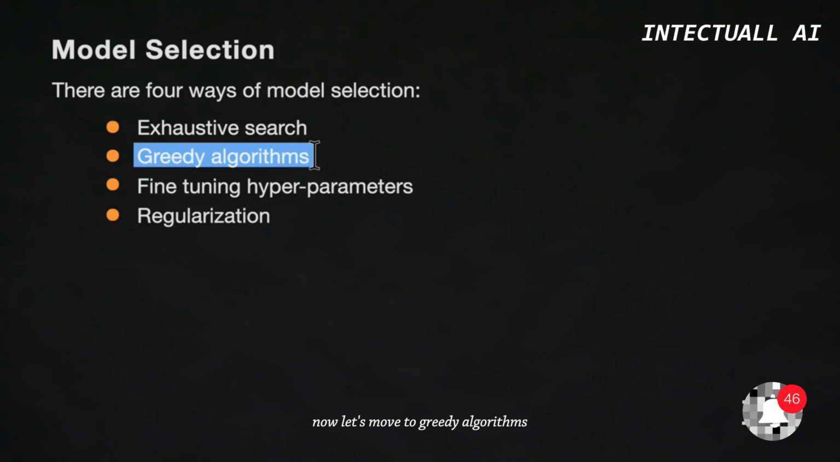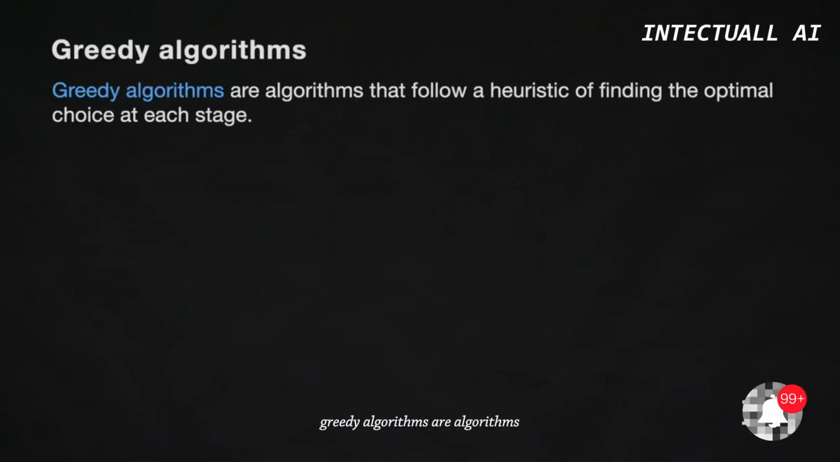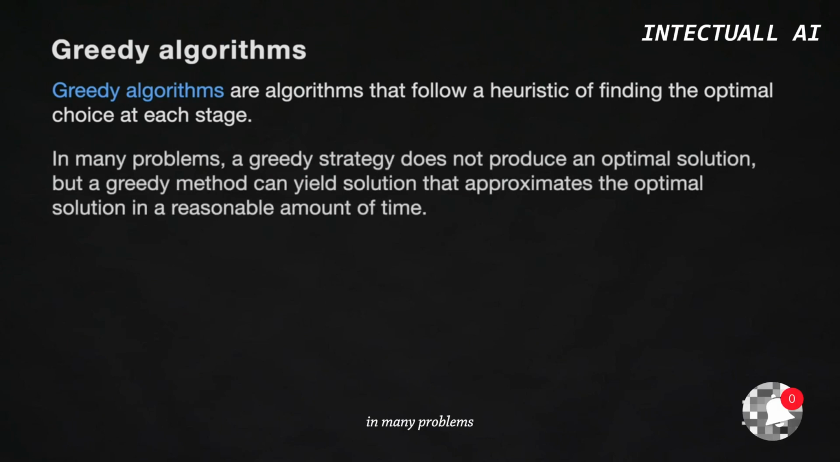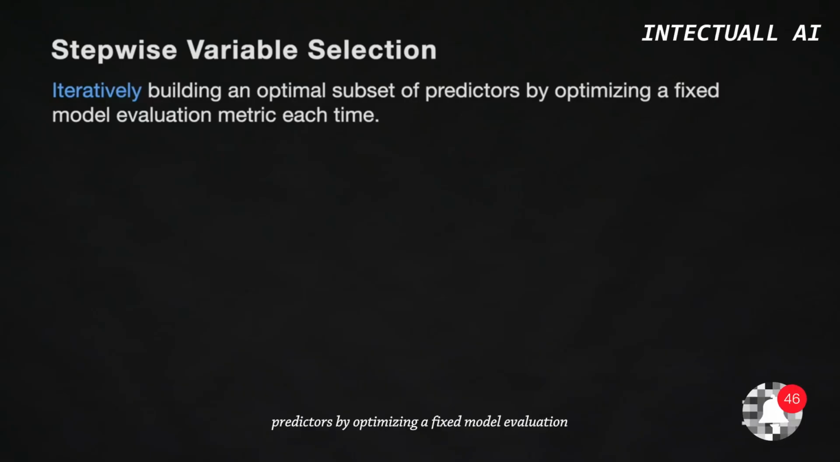Now let's move to greedy algorithms. Greedy algorithms are algorithms that follow a heuristic of finding the optimal choice at each stage. In many problems, a greedy strategy does not produce an optimal solution. But these greedy methods can yield solutions that approximate the optimal solution in a reasonable amount of time. Stepwise variable selection is one such greedy algorithm. It iteratively builds an optimal subset of predictors by optimizing a fixed model evaluation at each time.